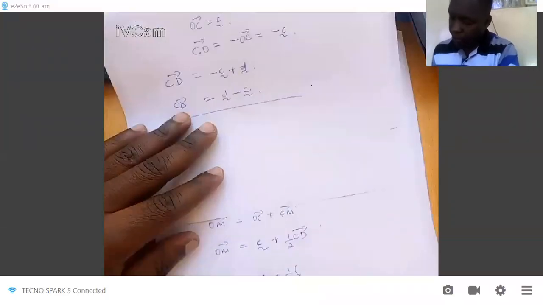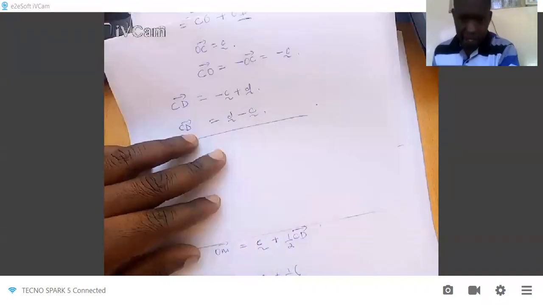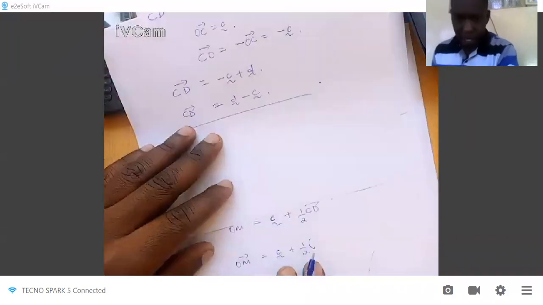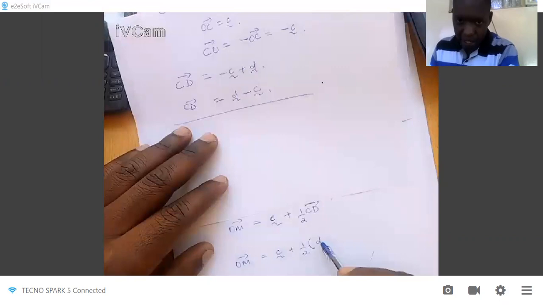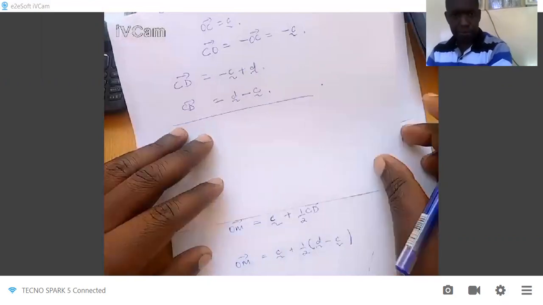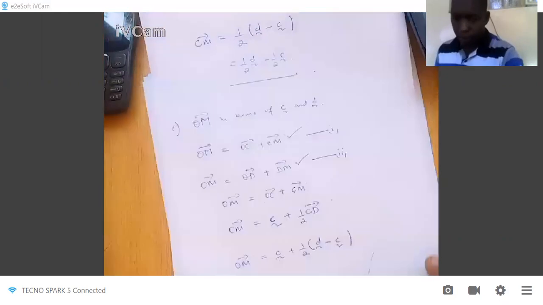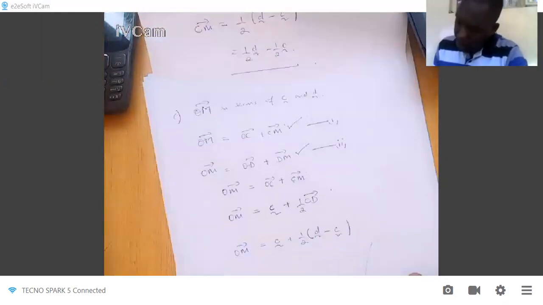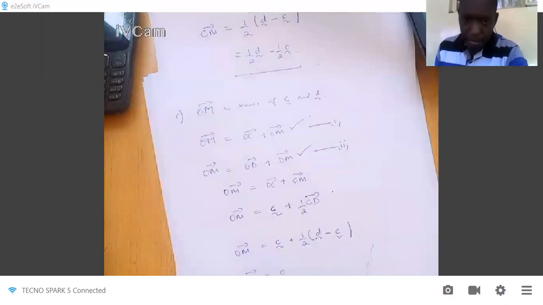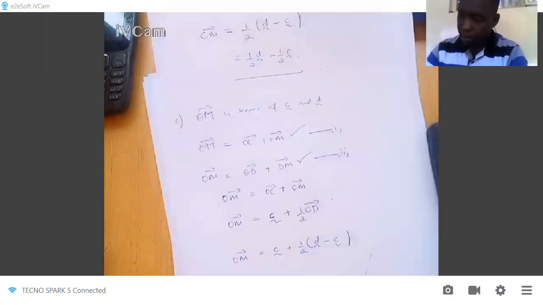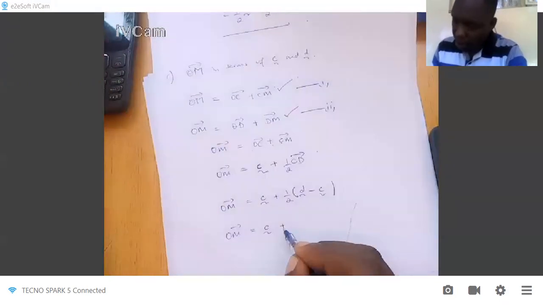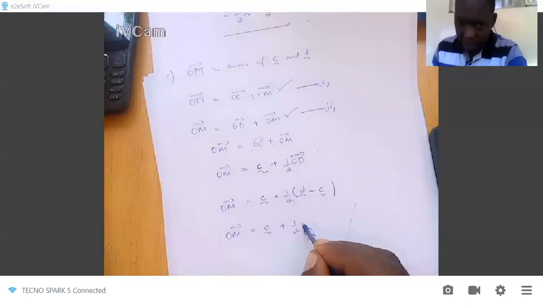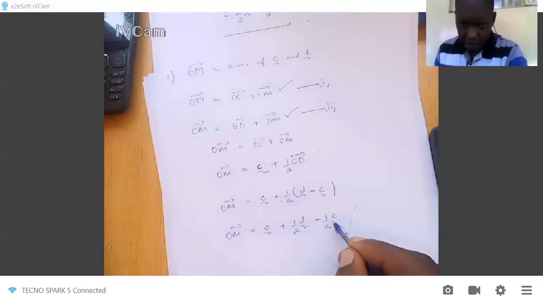So we are finding OM. So OM is C plus a half CD, but CD is D minus C. So it means that OM equals C. OM is equal to C, then plus, open brackets, a half D, then minus a half C.